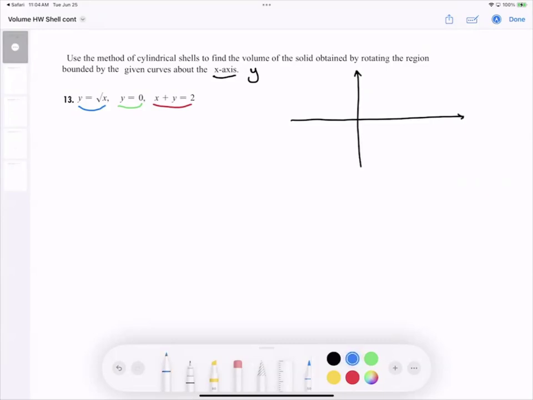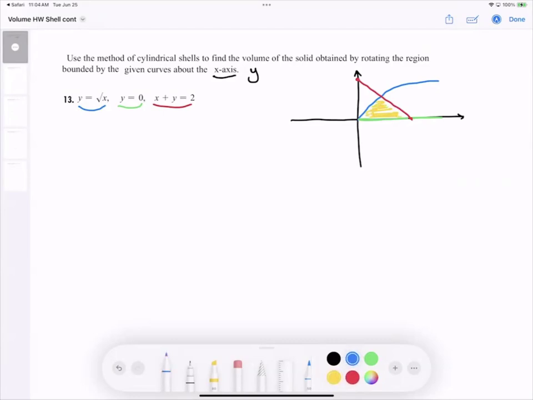The very first graph is y equals square root of x, which behaves like this. Then you have y equals 0, which is your x-axis, and the decreasing line hits x and y at 2. The region that you're focusing on is this region here.